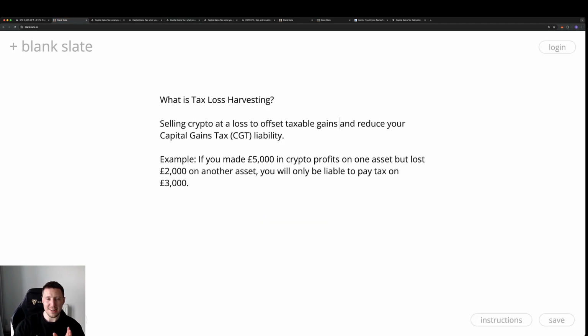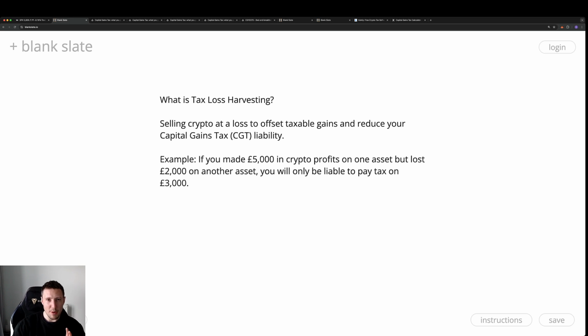So essentially, it's selling crypto at a loss, or obviously if you're going to use it for stocks, anything like that. But in this specific example, selling crypto at a loss to offset taxable gains and reduce your capital gains tax liability. So for example, very simple, let's say you made £5,000 in crypto profits on one asset, say Bitcoin, and then on one asset you lost £2,000, so say Solana. You will only be liable to pay tax on £3,000 because 5,000 gain, 2,000 loss. Take the loss off of the gain, you're left with £3,000.